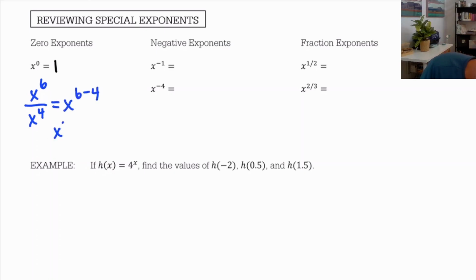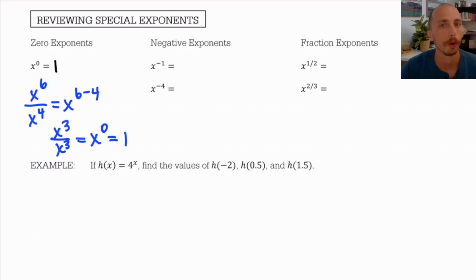But if I have x to the 3 over x to the 3, well, you know that's 1, because you take something and divide it by itself, and that's 1. Same idea. That's x to the 3 minus 3, which is 0. And that's going to equal 1. And so that's why anything to the 0 power is 1.